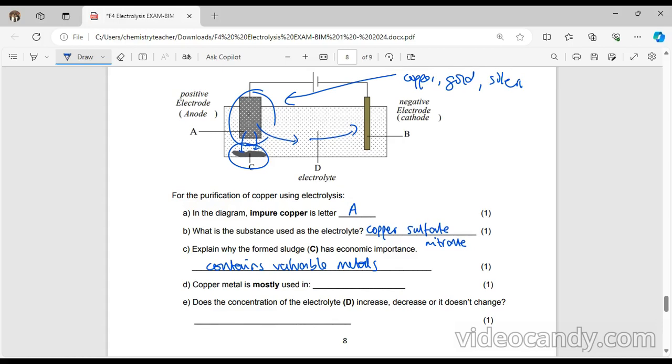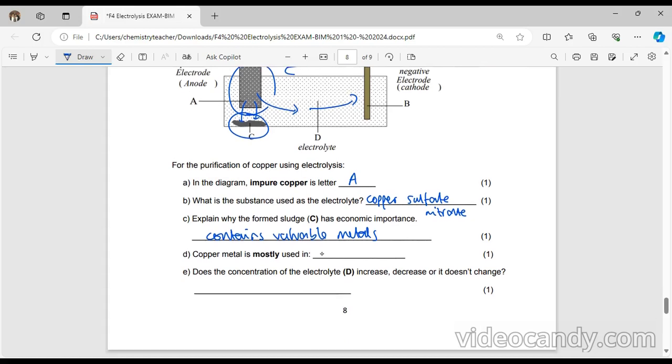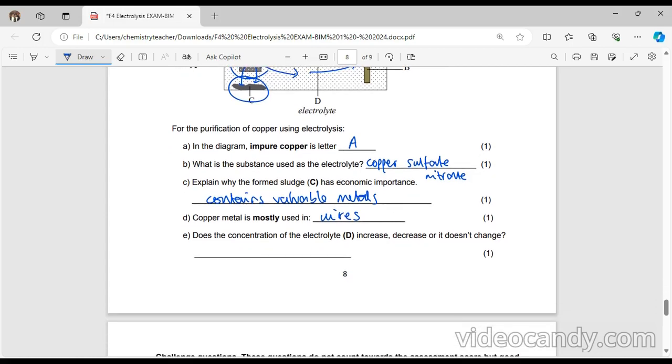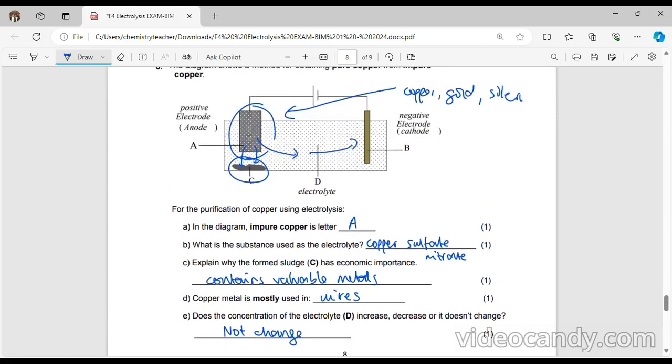What is the copper metal mostly used for? Few answers would be accepted. The most obvious one would be wires or cables or electrical wiring, something like that. And then finally, does the concentration of the electrolyte D increase, decrease, or not change? Good question. It does not change, and we can quickly explain.